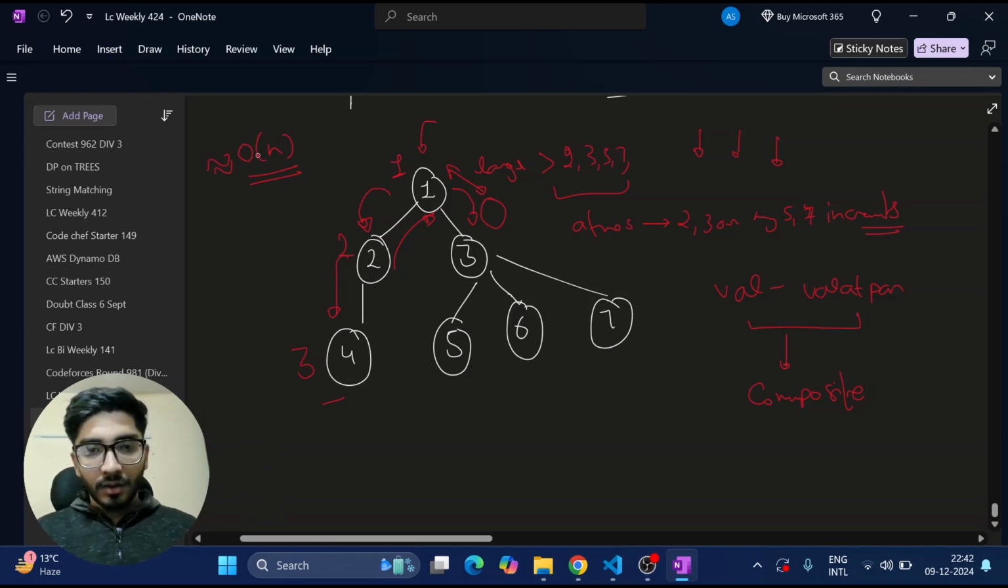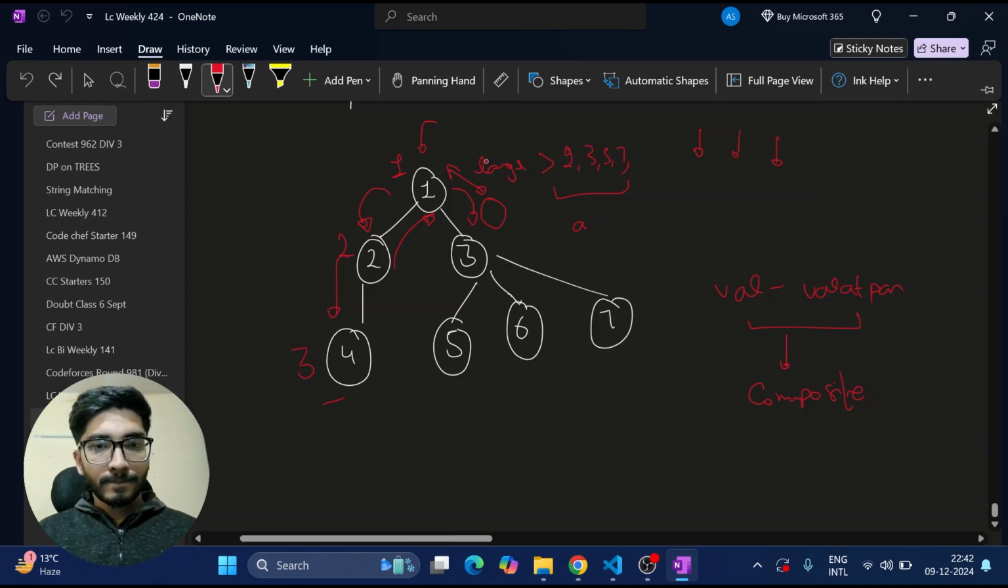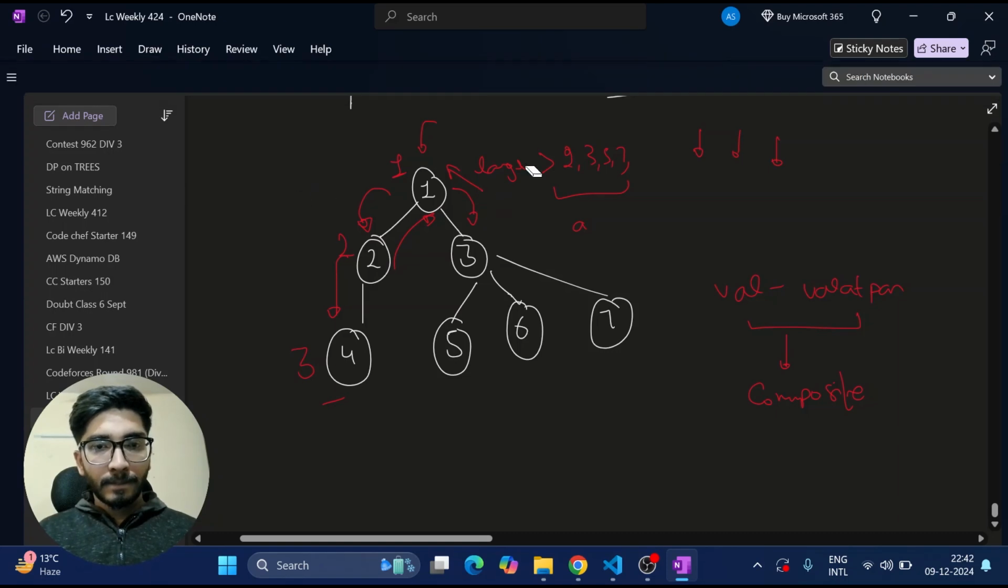And so if we just dry run the, okay, let me just erase all these things back. Cool. So this was the initial tree for the second test case.